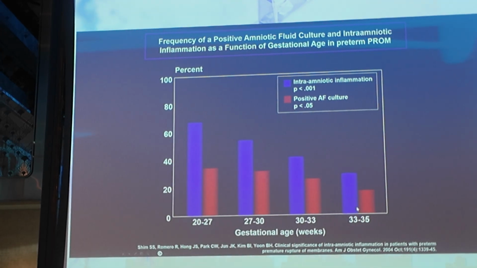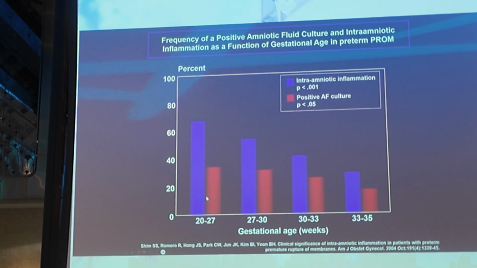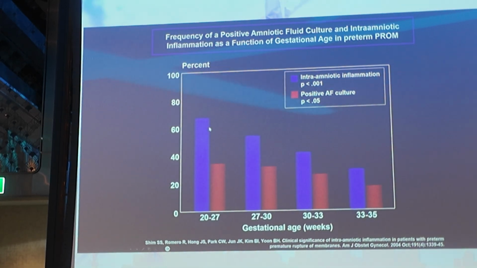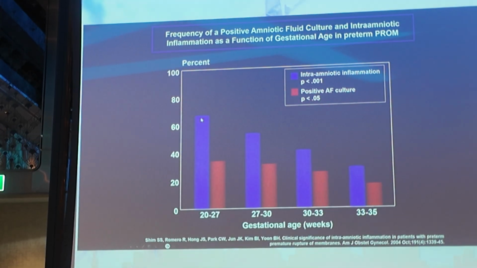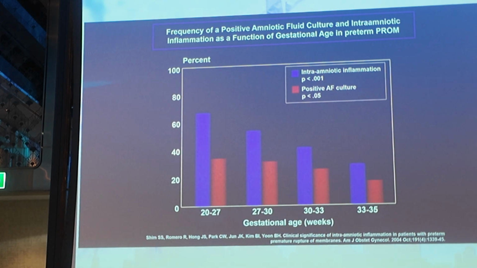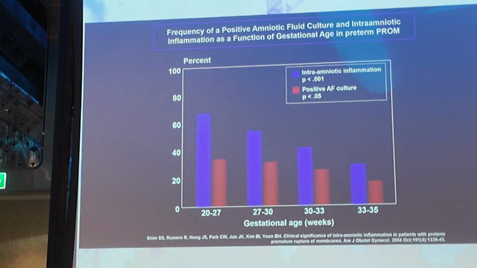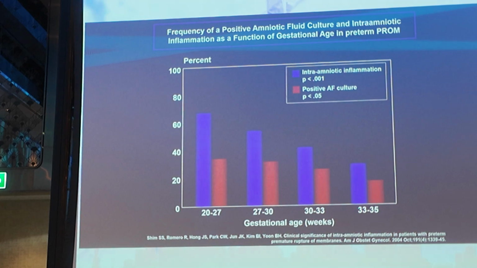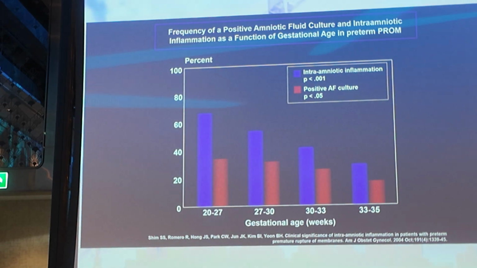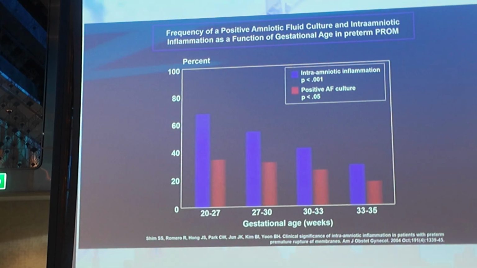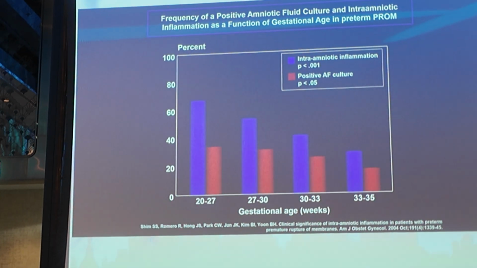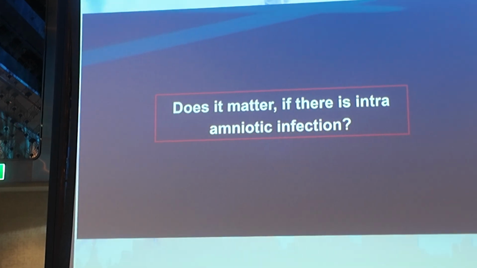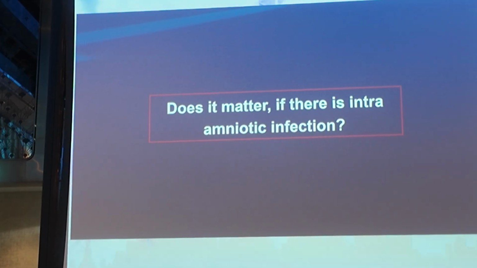Now, the lower the gestational age of presentation, the greater the risk of intra-amniotic infection, but also sterile intra-amniotic inflammation. Sterile intra-amniotic inflammation is induced by alarmins. Those are host products that are released when the cells are stressed, or they are necrotic cells, and they can stimulate inflammation.